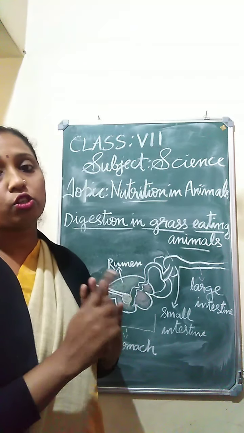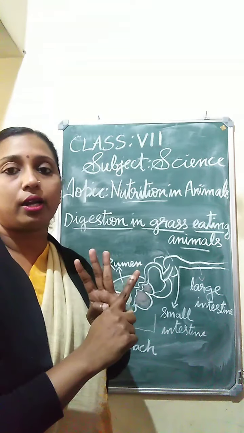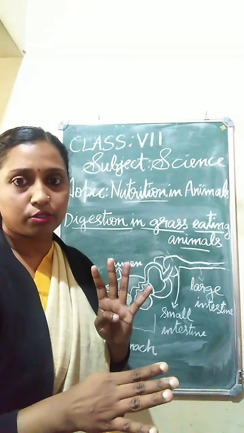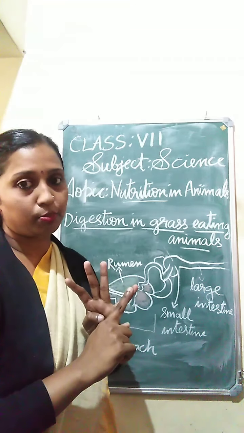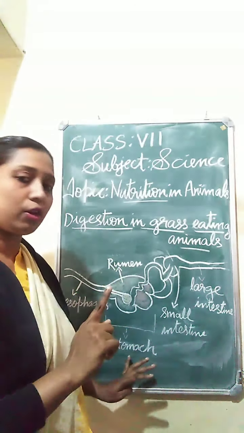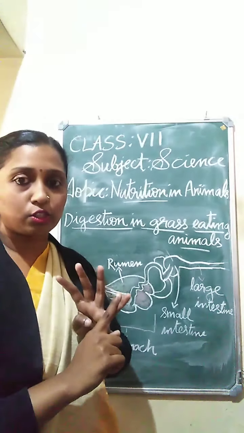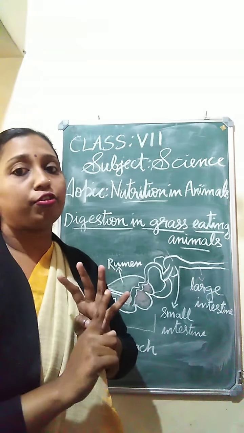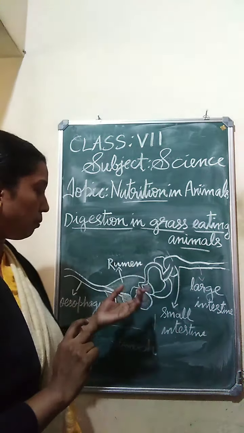Actually, this stomach has four parts, and the first part is the rumen. The other three you don't need to study, so we are talking only about the rumen. Rumen is the first chamber of the stomach, and it is the largest chamber in the stomach.